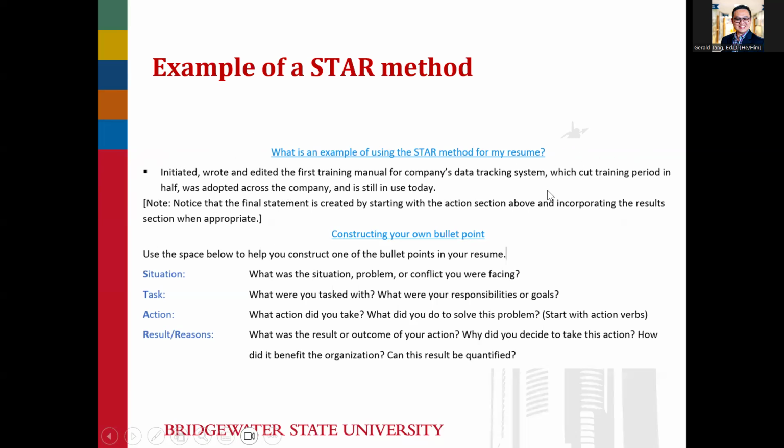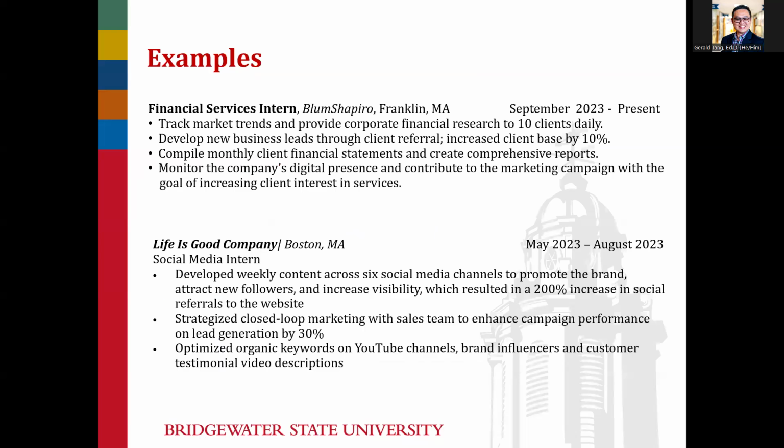And this person also highlighted the impact, which cut the training period in half, and also described the long sustainable impact, which is that it was adopted across the company and is still in use today. So this is a fantastic way of using a variety of actions to describe your tasks in your bullet points. I highly recommend you use this particular method, the STAR method, to write your bullet points in detail. Here are two additional examples that you can take a look at.